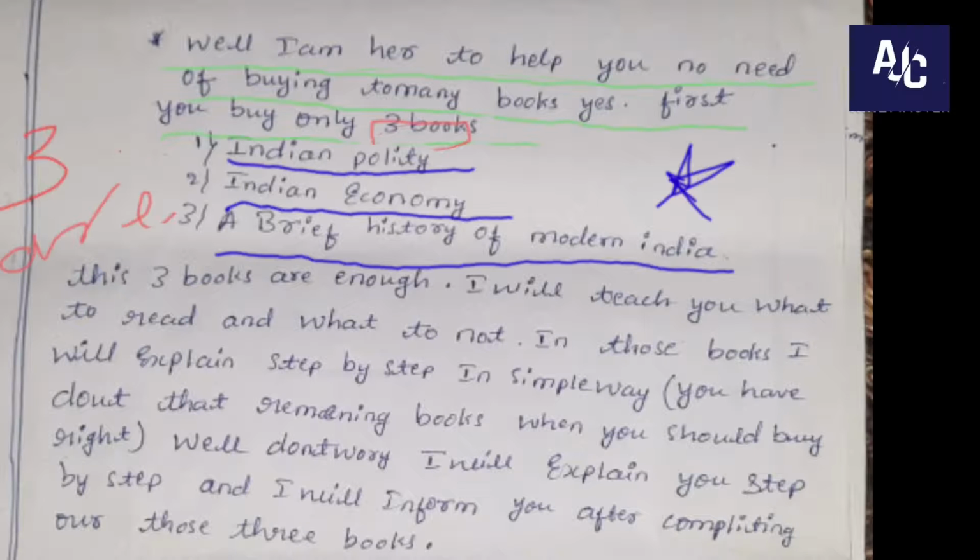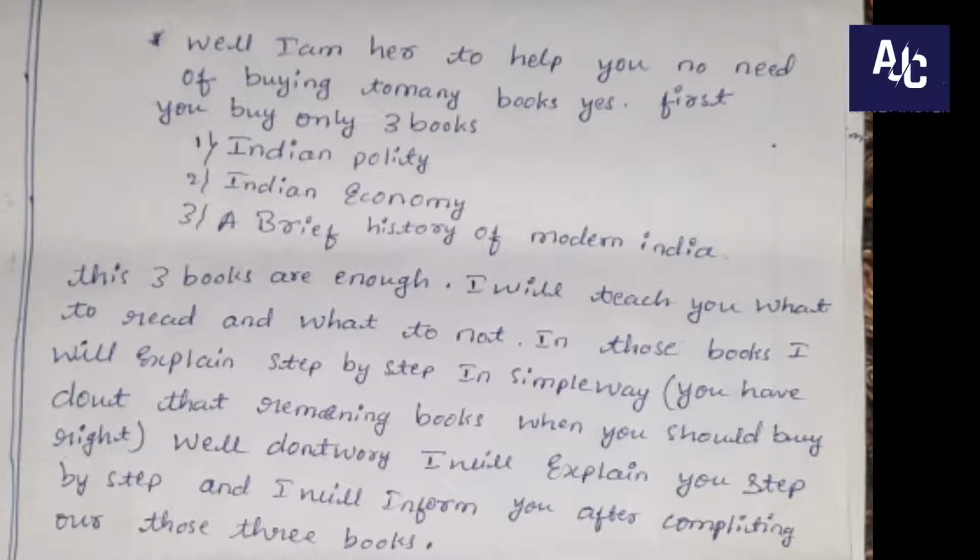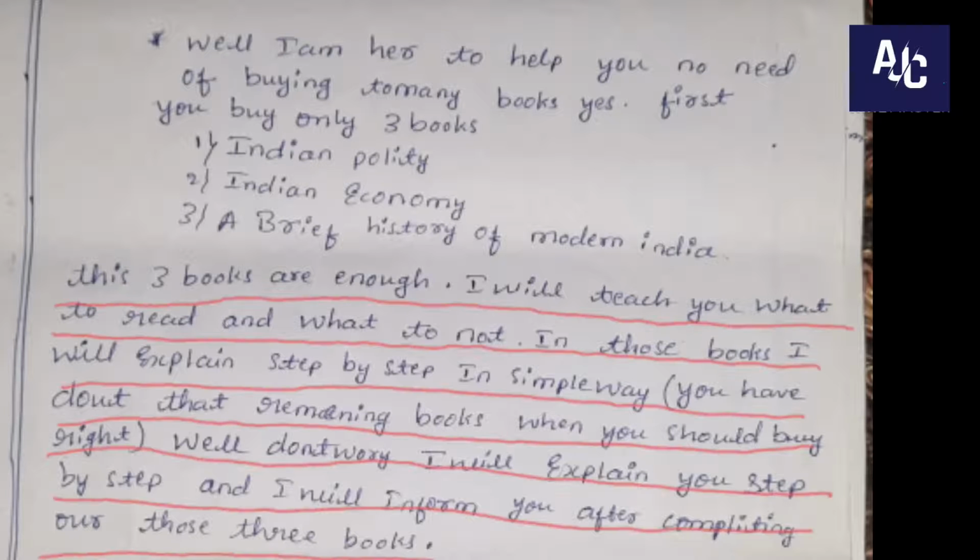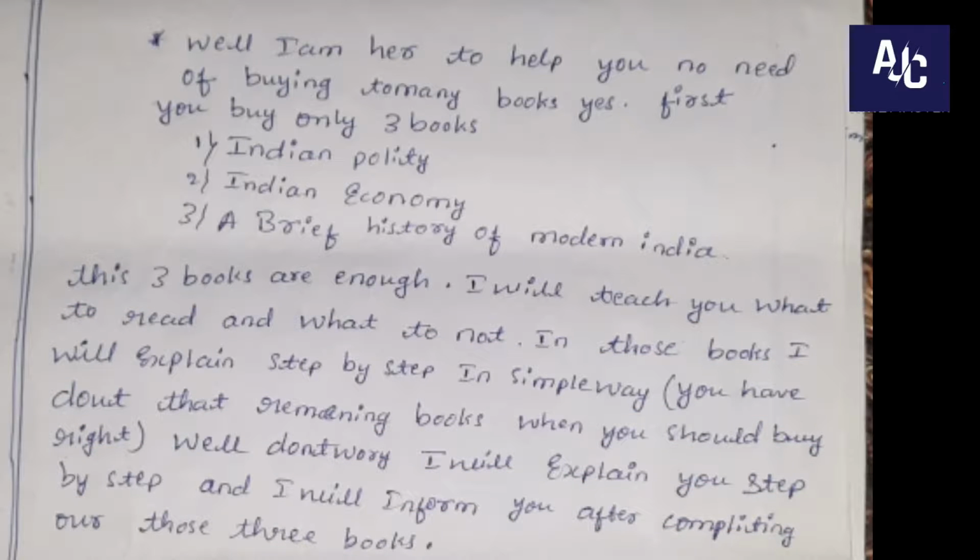At first, you buy only 3 books. First one is Indian polity, second is Indian economy, and third is a brief history of modern India. These books are enough to practice for beginners. I will teach you what to read and what not to read, and in those days I will explain step by step in a simple way. You may have doubts about when to buy the remaining books. Don't worry, I will explain step by step and inform you after you complete those 3 books.